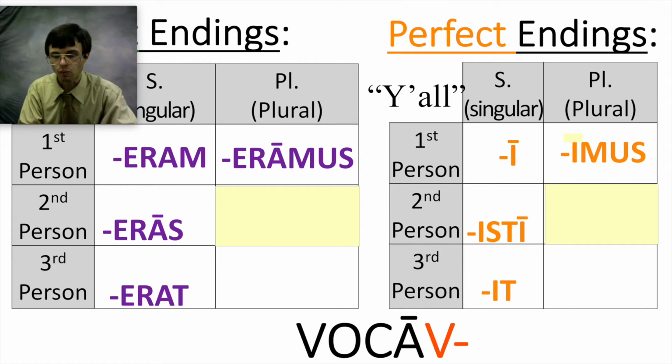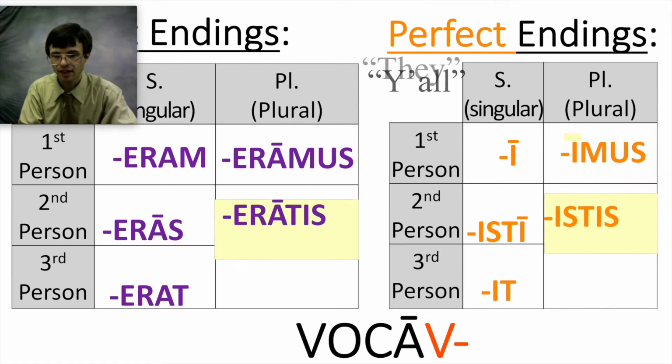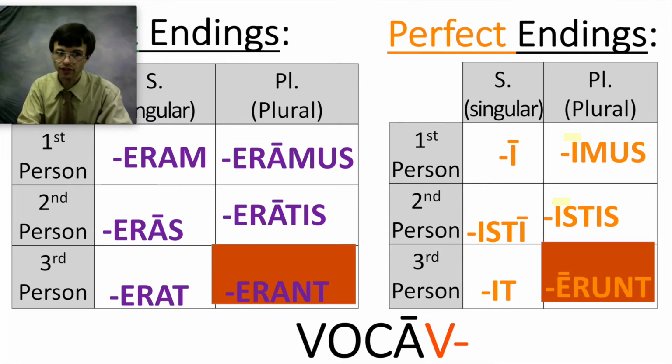And vocaveratis, but vocavistis. And then lastly, erant and erunt. And you need to watch out for these because they are so similar that you could easily confuse them. Vocaverant, they had called, but vocaverunt, they called. So, plusquamperfectum, vocaverunt. After they had called, they called again.